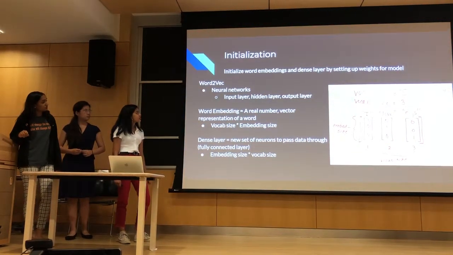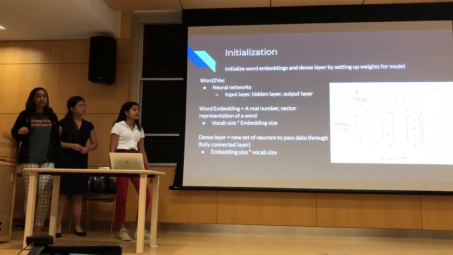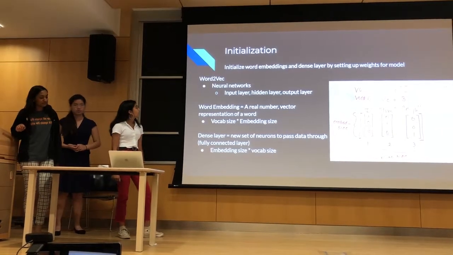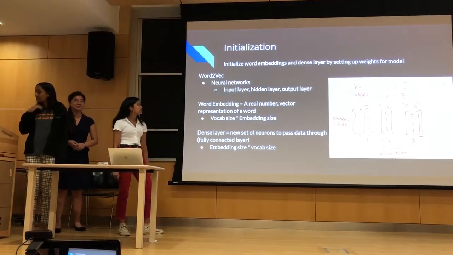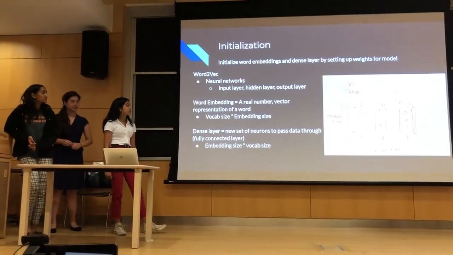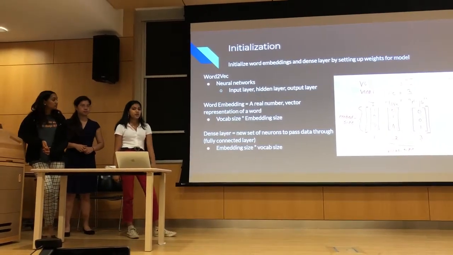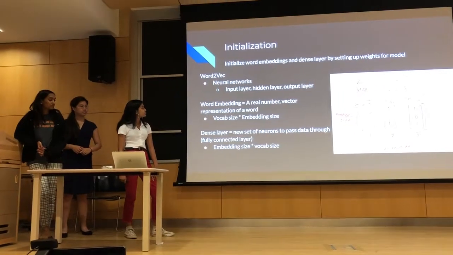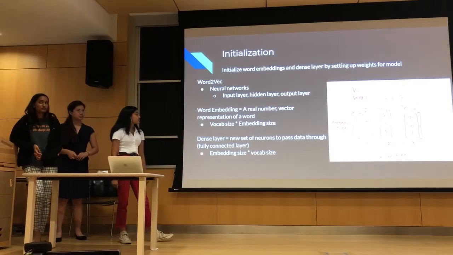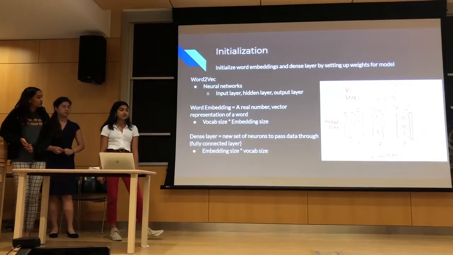Okay, so initialization is when we initialize your word embeddings and initialize your model by setting up weights, which are the parameters for each model. So we use word2vec, which is a shallow neural network, so it doesn't have too many layers. But it has an input layer, which is where you send in the words in your sentence. A hidden layer is where you put the operations on it, and then an output layer, which is going to send out your word embedding. And a word embedding is a real number vector representation of a word, and the dimensions of a word embedding are vocab size by embedding size.